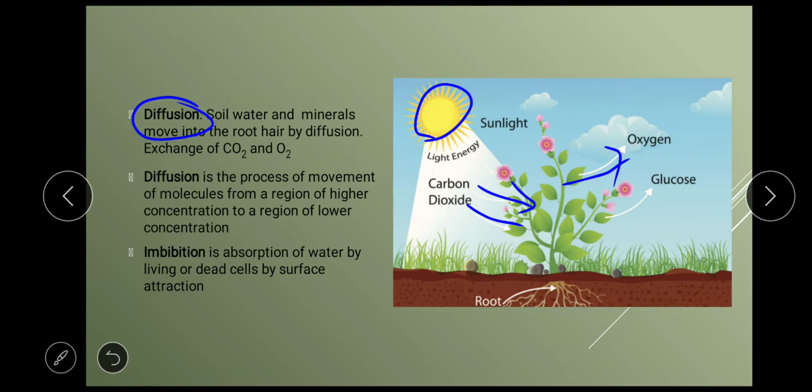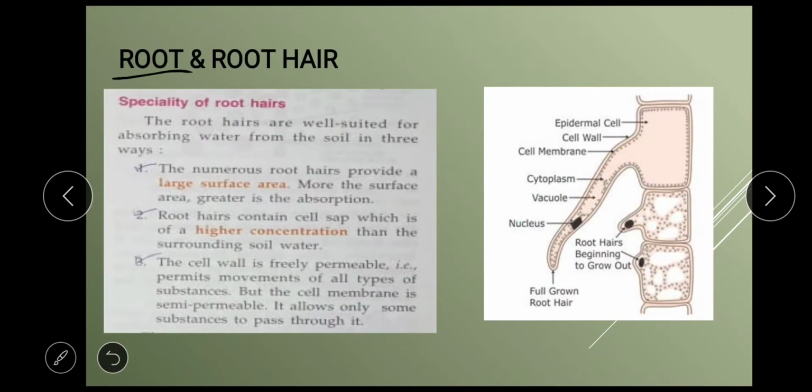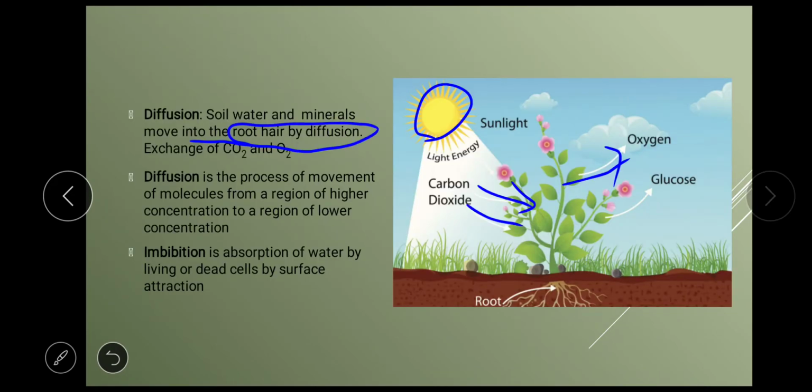First is diffusion. What is diffusion? Diffusion means the movement of water from the soil. Soil water means water which is there in the soil, and minerals into the root hair is called diffusion. So you see here, there is one more diagram here. Just a minute.